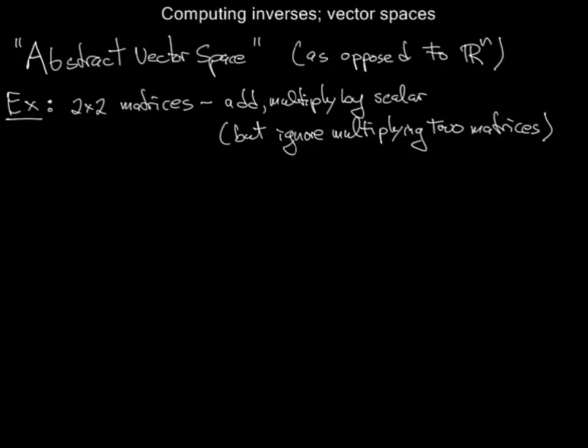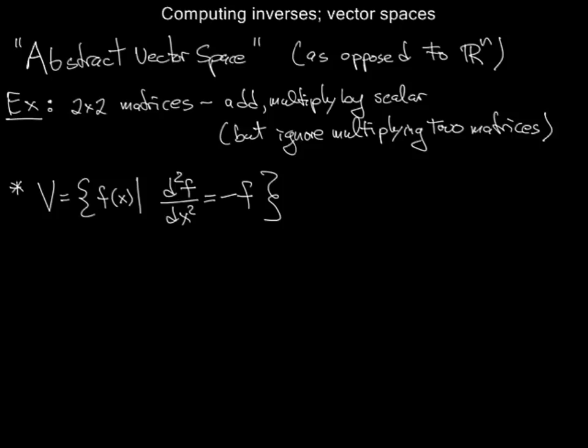We come now to an example which I think is quite helpful in getting your brain around the notion of an abstract vector space. So the example is the following. You consider the following set of functions. We define a vector space to be the following set of functions. It's those functions f such that the second derivative of f is equal to minus f. So that's a set. It's a collection of functions.